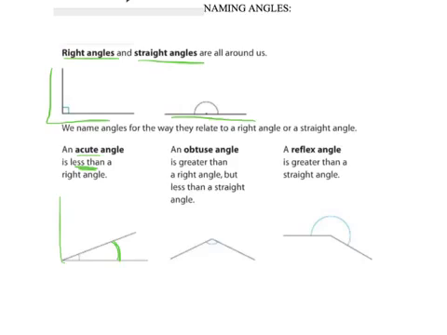Obtuse angles are larger than a right angle, but less than a straight angle. And reflex angles you don't really need to know, but they are actually the opposite side of your angle and they are greater than a straight angle.